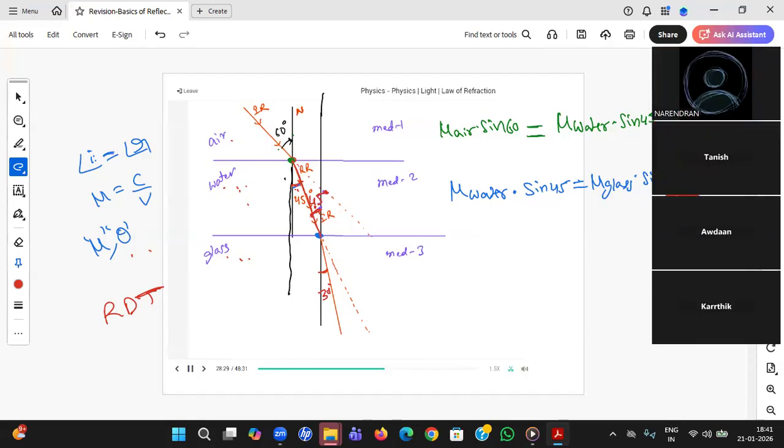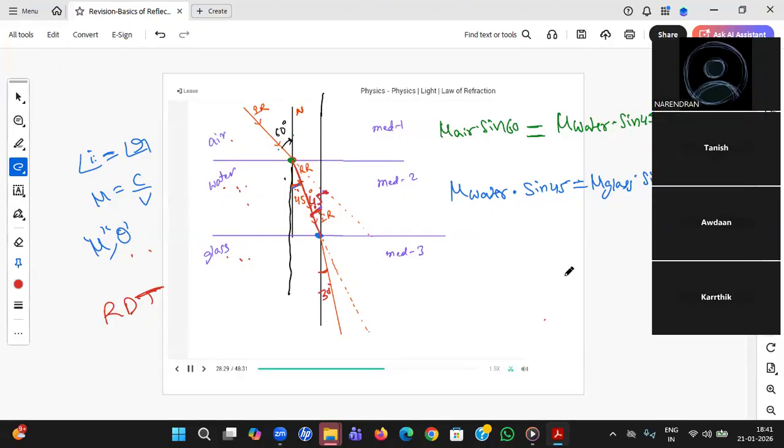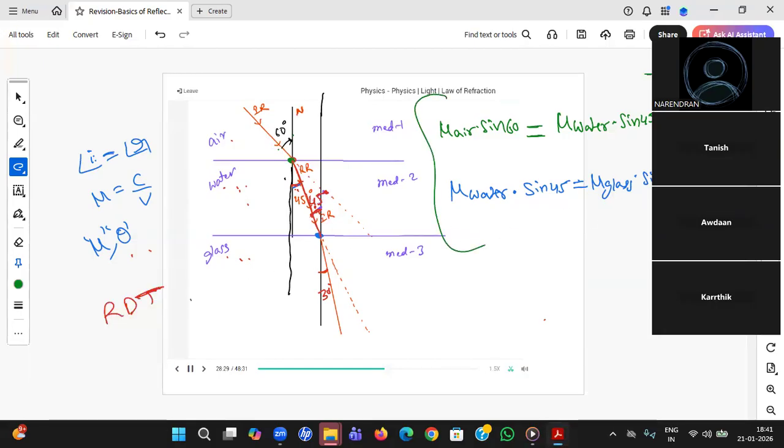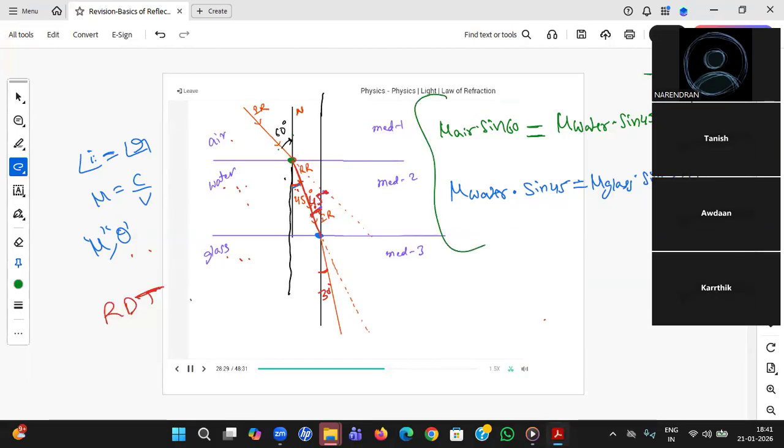Megha, are you there? She is not at all there. Karthik, are you following Snell's law? Sir? Are you following Snell's law? Yes, sir. Okay.